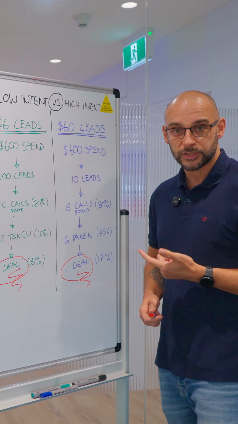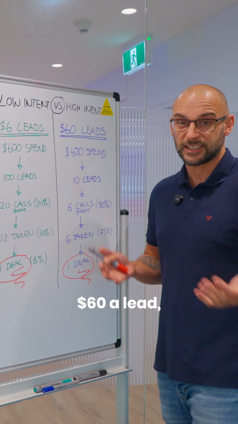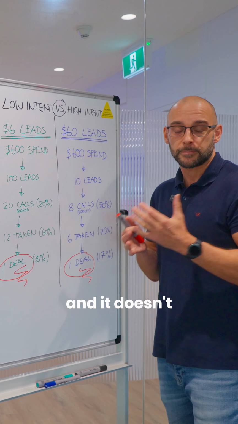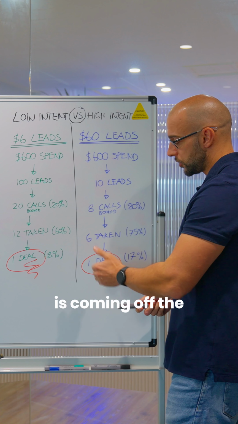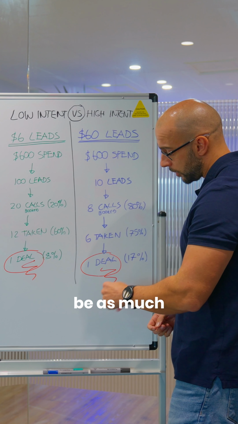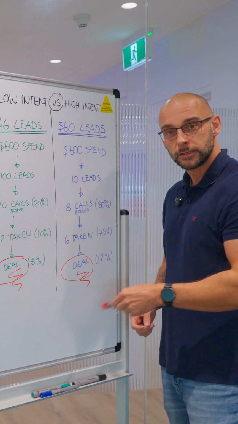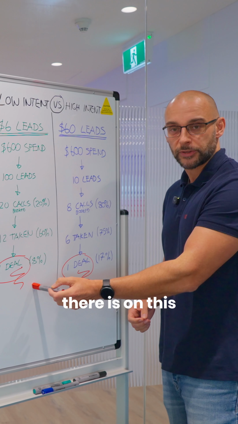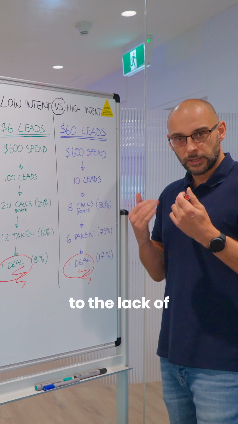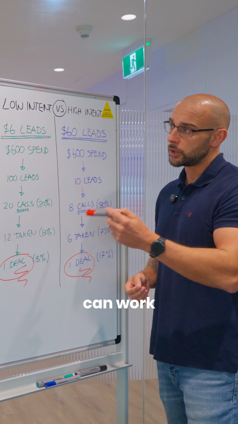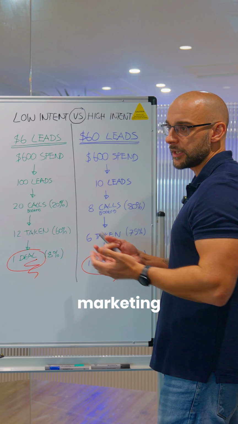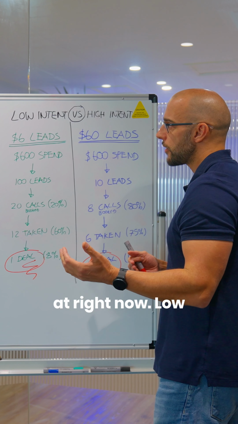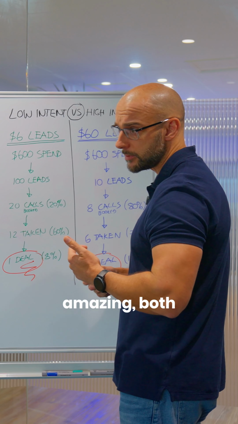They can stomach the spend, they can stomach the fact that they're paying $60 a lead, and it doesn't matter to them because they know that the ROI, or the ROAS more specifically, is coming off the back of that. But there might not be as much long-term pipeline conversion on this side as there is on this side, purely due to the lack of volume. All right, so both can work really well. It's just about choosing the right type of funnel or marketing strategy for your specific business and where you're at right now. Low intent, high intent, both amazing, both working really well.